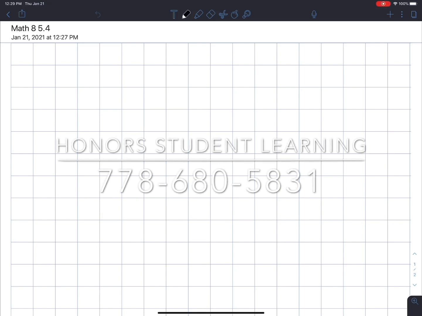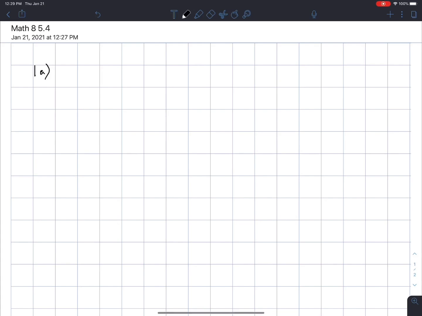Okay, now we are on 5.4. Question 1a. The product of a non-zero number and its reciprocal is going to be 1. For example, if I have 1/2 times the reciprocal of 1/2, which is 2/1, you will see that we are going to get 2/2, and 2/2 is 1. So the answer here is just 1.